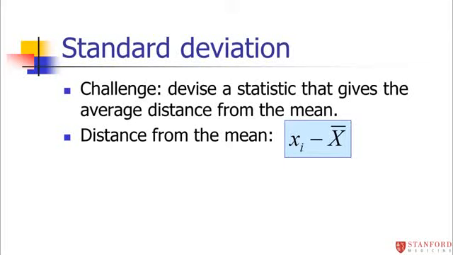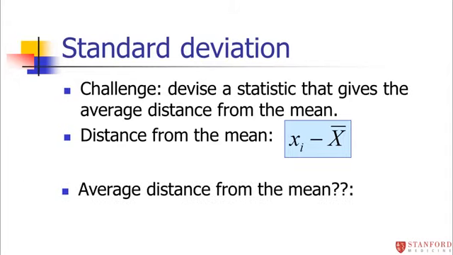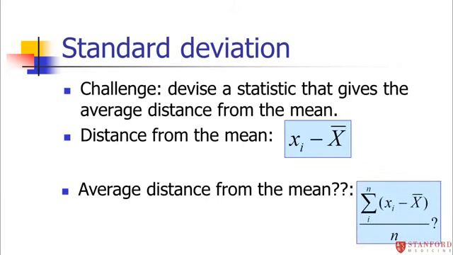How do you get the average distance from the mean? Well, we know how to calculate an average, right? So to get the average distance from the mean, your first instinct would be just to calculate an average of those distances. In mathematical symbols, you would add up all of those distances. Each observation in your data set has a distance from the mean. You could add all of those up and then divide by n to get the average, right? That's a good first instinct.